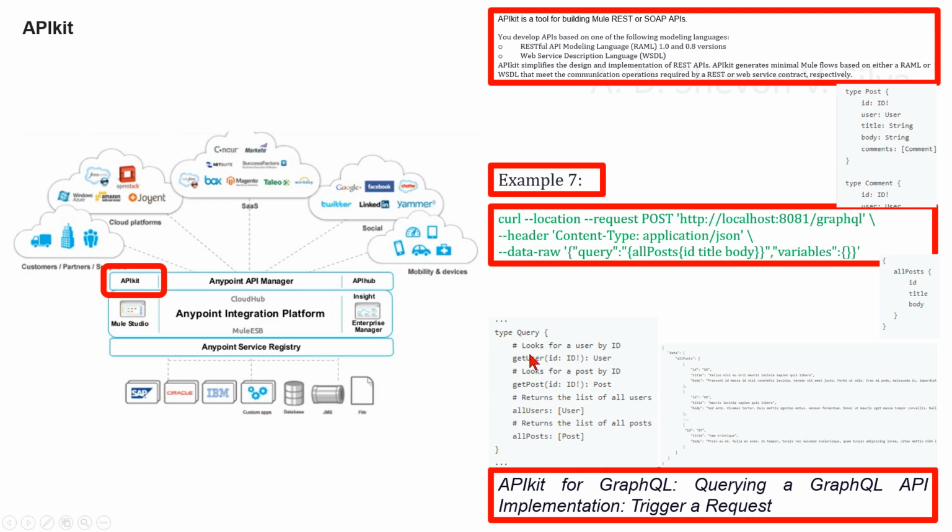Here in the type query, the first looks for a user by ID. Here it looks for a post by ID. Here it returns the list of all users. Here it returns the list of all posts. Retrieve all posts.